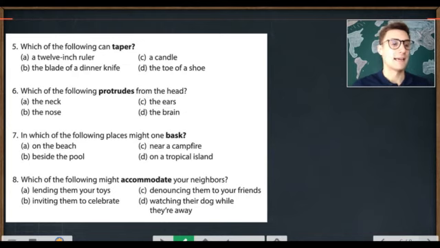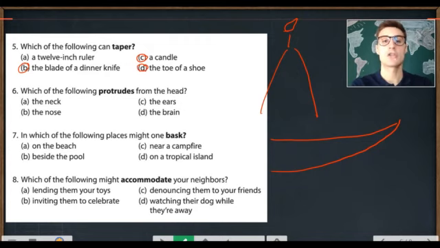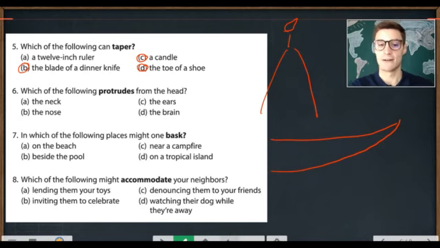Which of the following can taper? Here I see 3 that are correct. B, the blade of a dinner knife. So it can taper, right? C, a candle. It can taper. And D, the toe of a shoe, right? That's a very bad shoe. Wow. But the toe part of a shoe, it tapers.